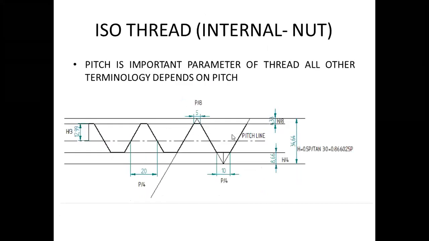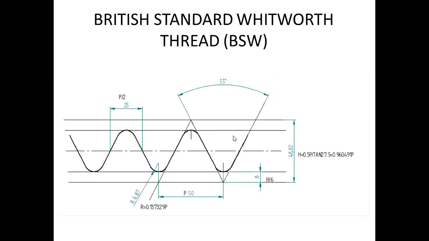Angle between the thread is 60 in ISO thread, whereas in BSW thread, angle between the thread is 55. So if it is 55, half of that angle will be 27.5. So that's why the H value will change. H is equal to 0.960491 times P. You no need to remember this value. You just remember this formula.